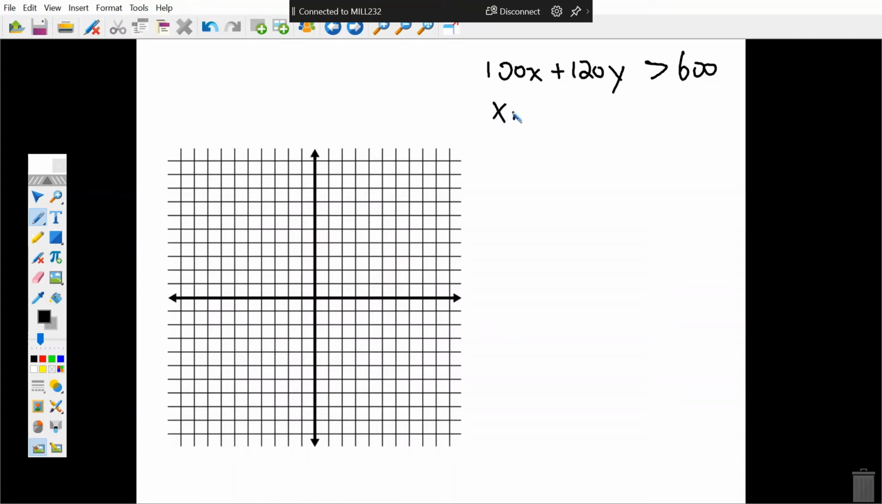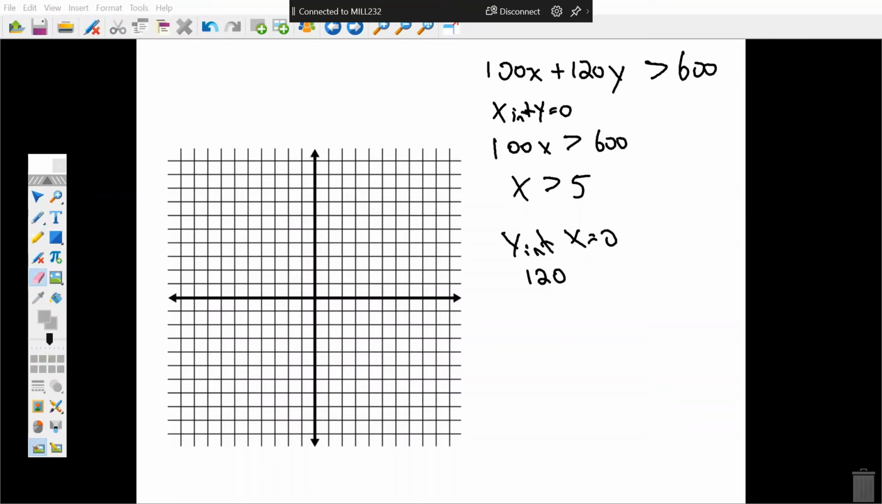So to find the x-intercept, you make y equals 0. So if I make y equals 0, that's 100x. 0 times 120 would be 0. So x-intercept is 5. Then to find the y-intercept, you make x equals 0. So I put a 0 in for x, that would be 0. I'd have 120. Oh, why did I say that was 5? That should be a 6. I'm sorry. That's bad math. It should be a 6.